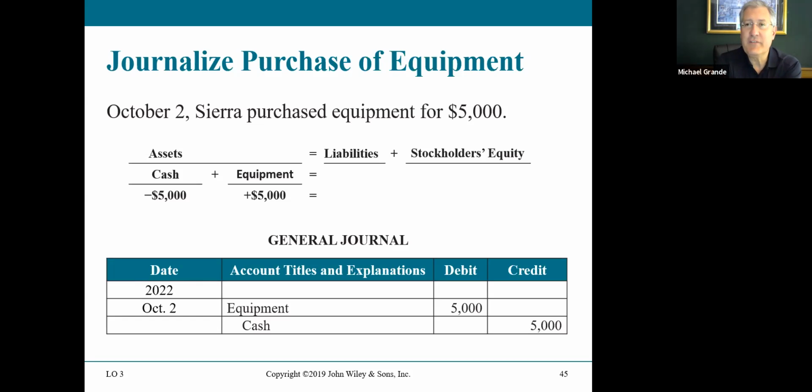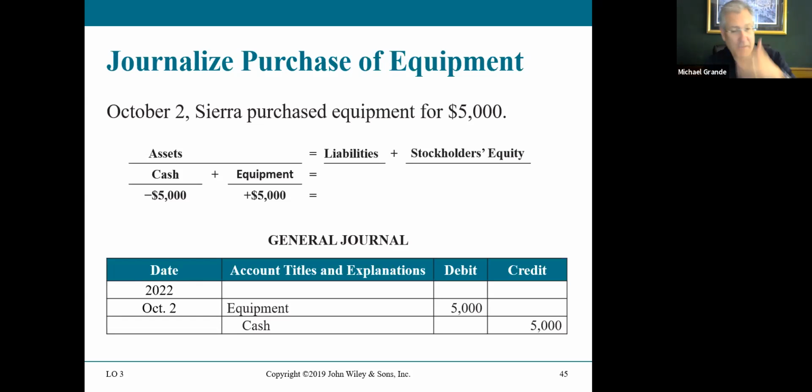Purchased equipment for $5,000. Cash went down. You decrease an asset with a credit. Equipment is also an asset that went up. Increase an asset with a debit.